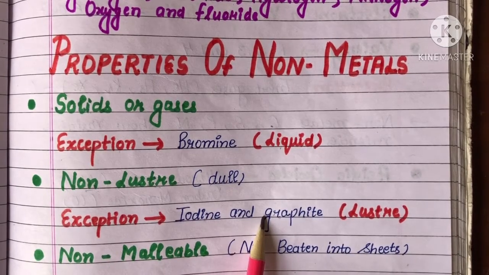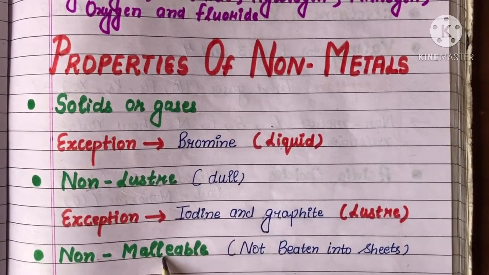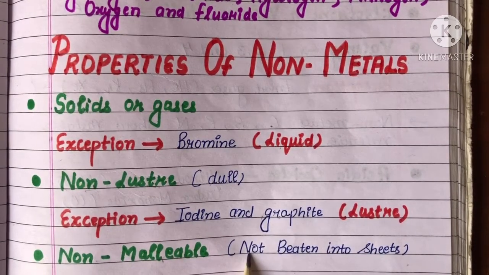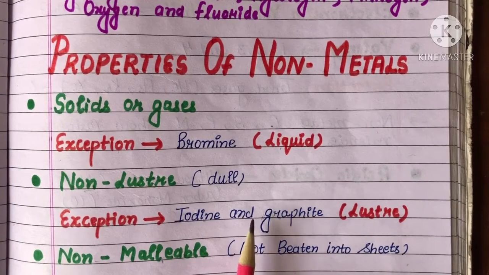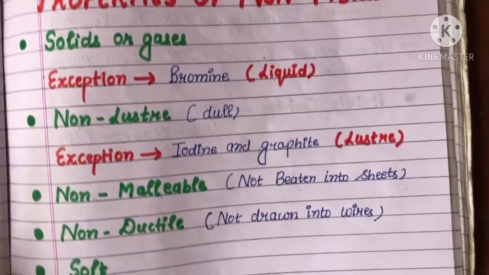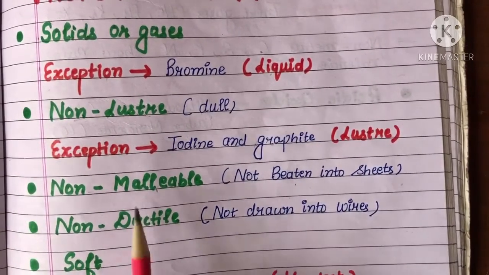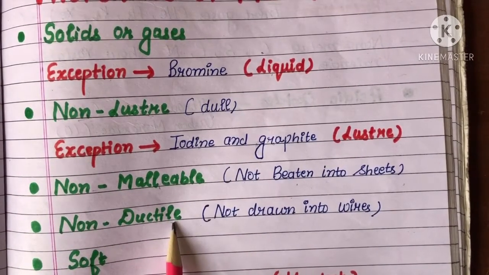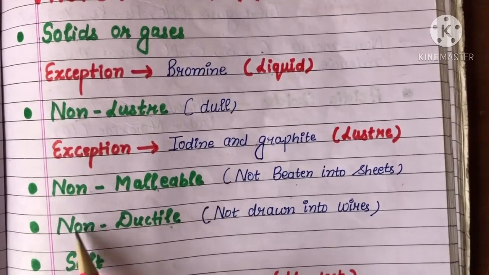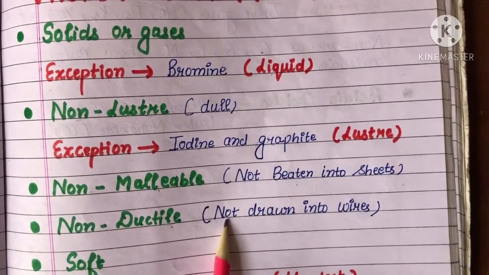Next property is non-malleable. What is non-malleable? It means not beaten into sheets. So non-metals cannot be beaten into thin sheets. Next property is non-ductile. What is non-ductile? Ductile means drawn into wires. So non-ductile means not drawn into wires. So non-metals are non-ductile in nature.